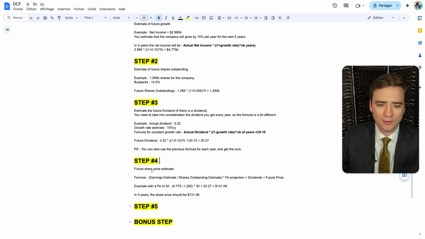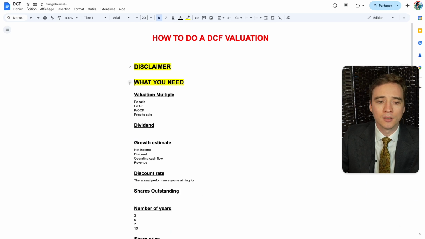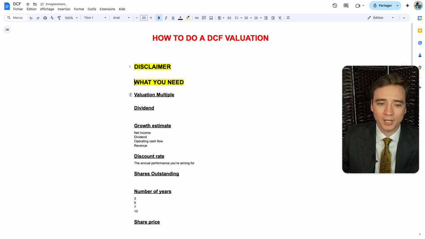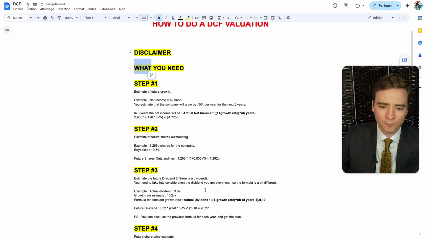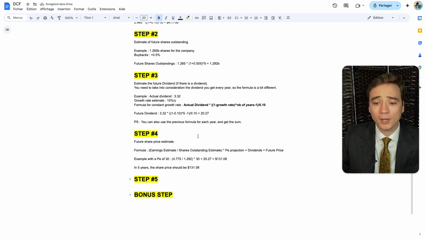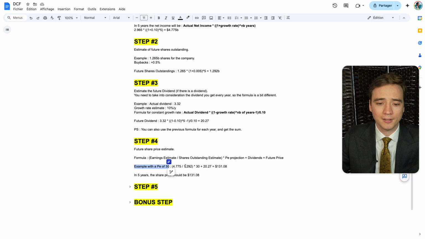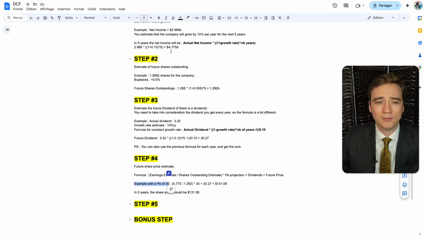Okay, so the formula for future price estimate is earning estimate divided by shares outstanding estimate multiplied by the P ratio projection plus dividend. So it's a P ratio projection. It can as well be the price to operating cash flow, price to free cash flow, etc. Okay, so when you have all of this, you can do it. For the example we had in the beginning, we'll take a P ratio of 30. So we will take the earning estimate, we have it here, it was step 1. So we'll take 4.7 billion divided by the number of shares outstanding, 1.29 billion.